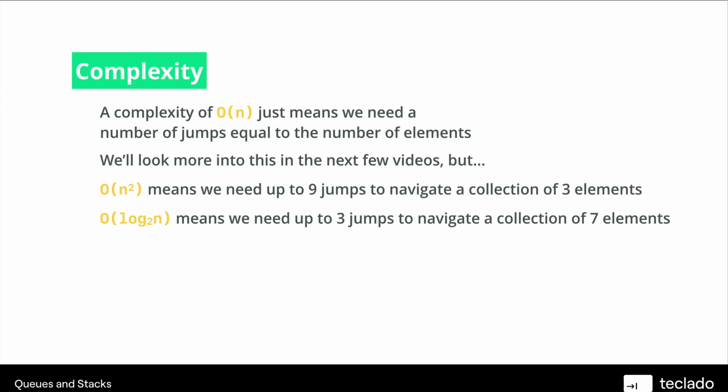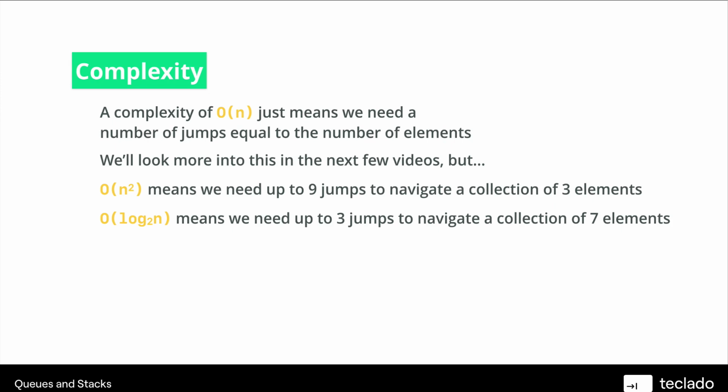So the thing inside the brackets, you can think of it for now as the number of jumps in order to reach the last or the most far away element in a collection. In a list, the most far away element is the last element, and you can need up to n jumps to get there if you start at the beginning. And there are other structures that are not lists where these other types of complexity apply. We're going to look at them throughout the section.